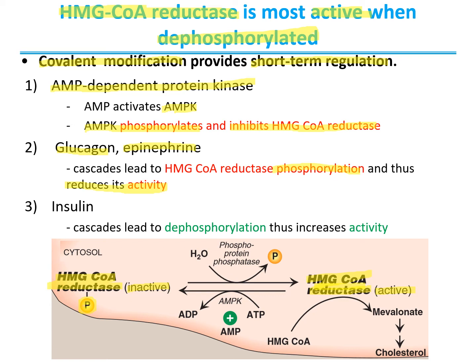Whereas the only molecule that is going to activate this enzyme is insulin, and it will do so by dephosphorylation. It is simply going to remove the phosphate from it, dephosphorylate it, and therefore increases the activity, as we can see here. So two groups of molecules inactivate it: the AMPK enzyme and the glucagon and epinephrine hormones, whereas insulin is the activator.